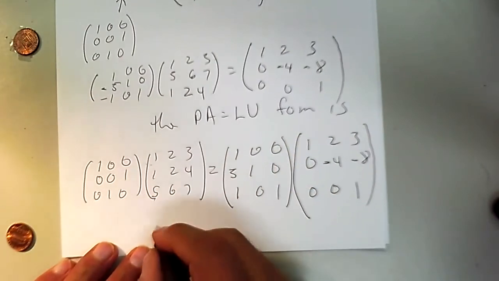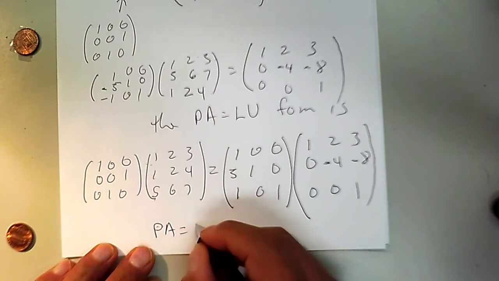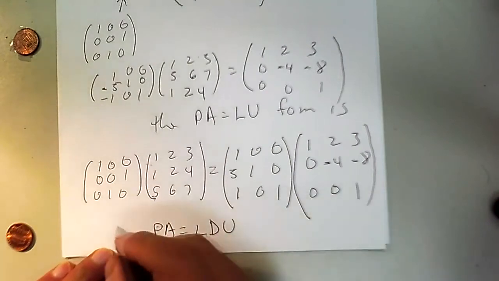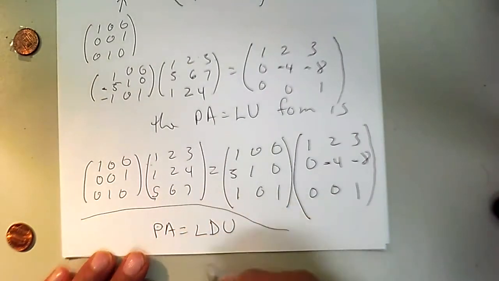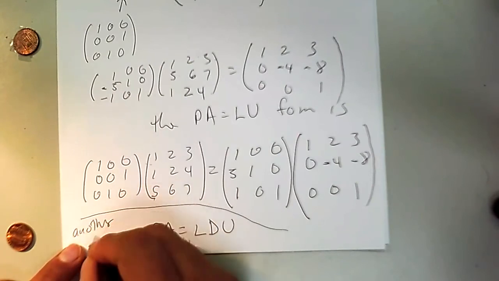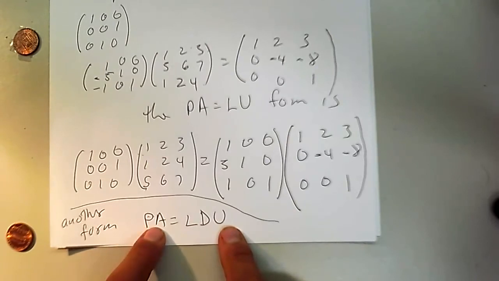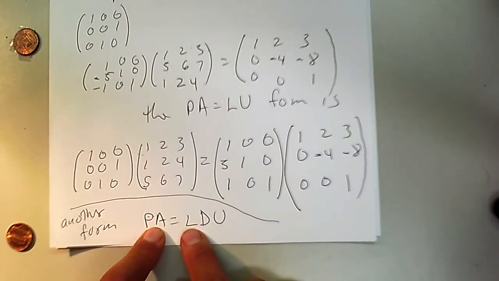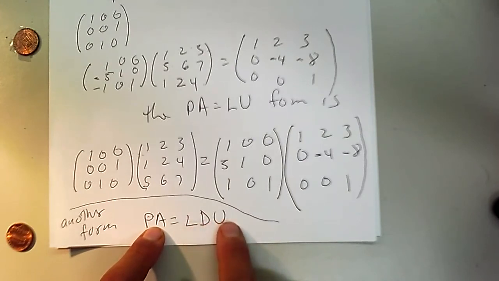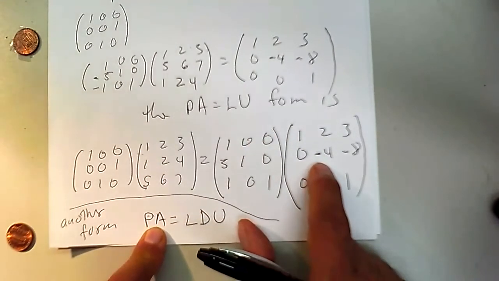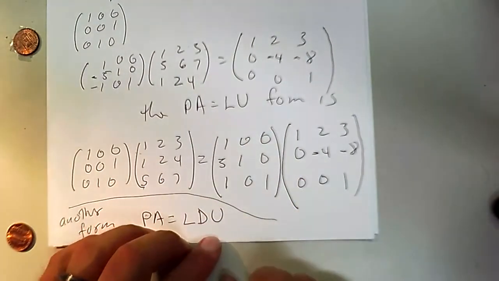Of course, we could ask for the PA equals LDU form. So that would be another problem, another form: PA equals LDU. So permutation times original matrix equals lower unit triangular matrix on the left, upper unit triangular matrix on the right, and a diagonal matrix. The only thing you would have to do is pull that negative 4 out with a unit matrix with a negative 4 in the middle of that unit matrix.